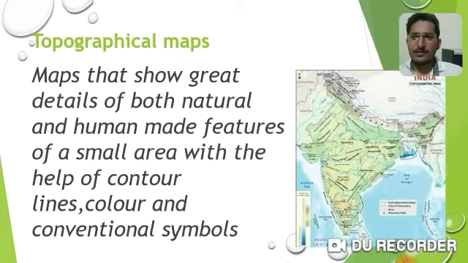Topographical maps. They are defined as the map that shows great details of both natural and human-made features of a small area with the help of contour lines, color and conventional symbols. An example is given here. So we are familiar with that concept.